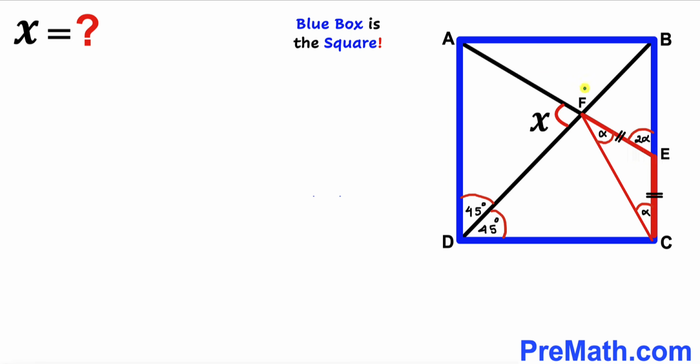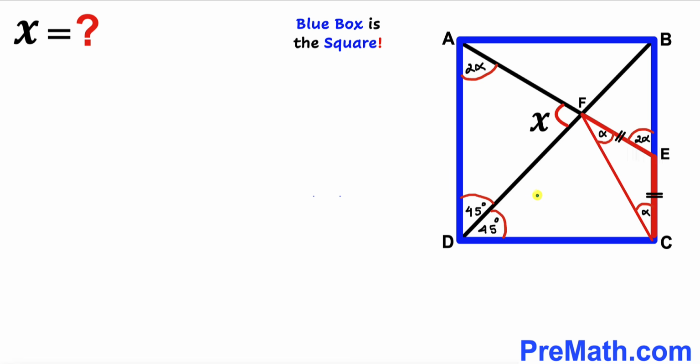Here's our next step. Since we are dealing with this blue square, side BC is going to be parallel to side AD. So this angle has got to be congruent to this angle. They are alternate angles. So if this angle is 2 times alpha, then this angle has got to be 2 times alpha as well. Thus this angle DAF turns out to be 2 times alpha.